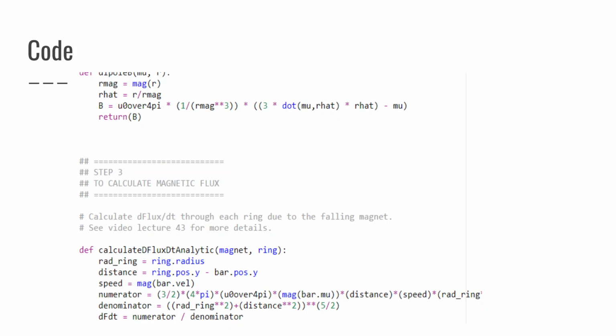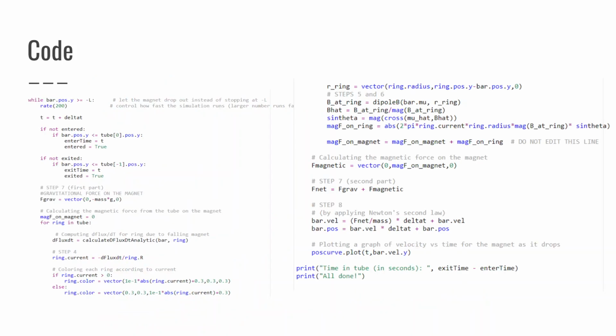And then the second part is creating a function in order to calculate flux throughout the tube. And then these slides are the last two slides of just calculating the time in the tube, as well as calculating the magnetic force on the magnet down here at the bottom, and then coloring each ring according to the current within the simulation. Then we set the magnetic force equal to the magnetic force on the magnet and the magnetic force on the ring, just summing them up, and then we apply Newton's second law to calculate the velocity to make the graph, as well as set F net equal to F gravity plus F magnet in order to make sure that they're equal to each other.